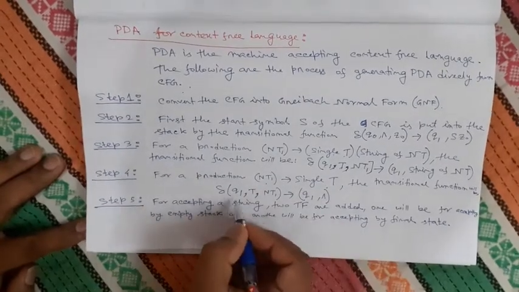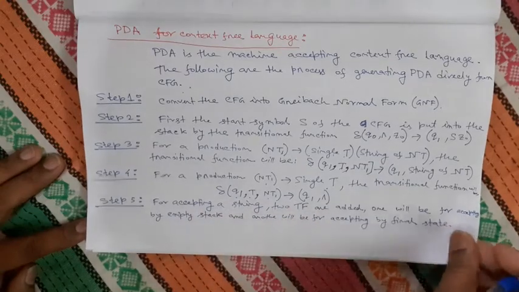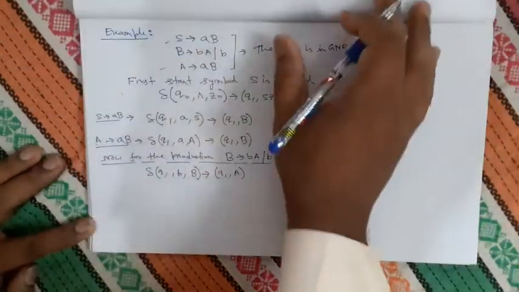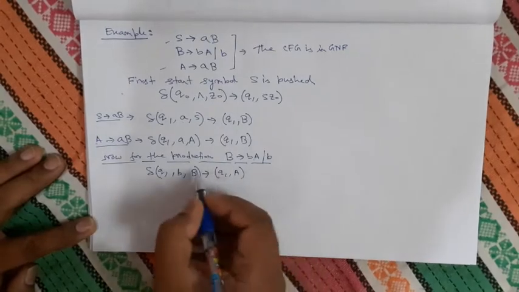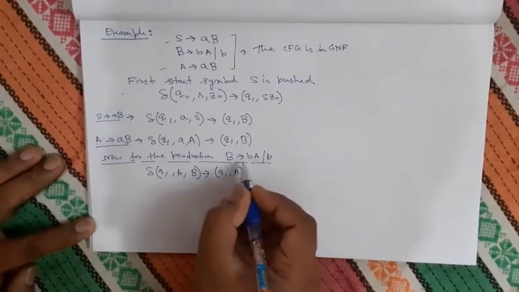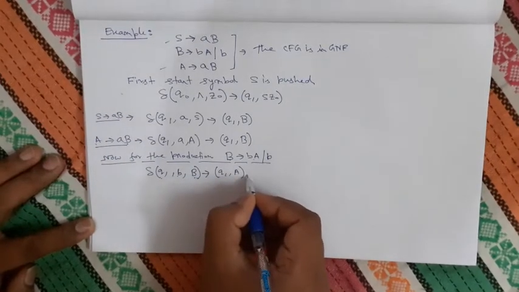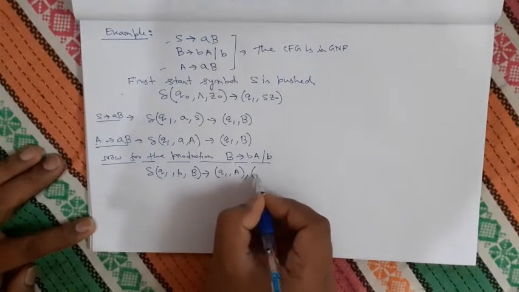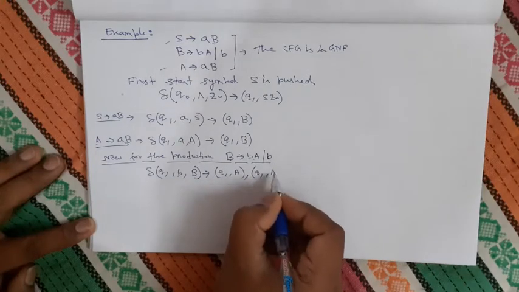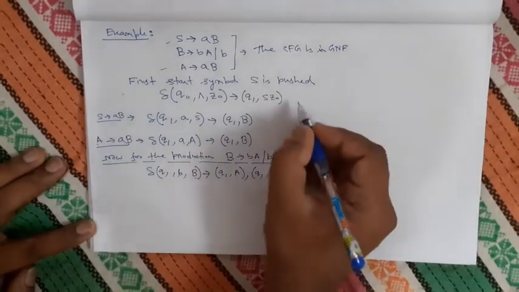What will be the case? q1, terminal symbol, non-terminal 1, then q1 comma null. So we will write down q1, then your terminal symbol b, then your non-terminal 1 b. So obviously two things are coming, that's why q1 comma null. So this is the other transition function.